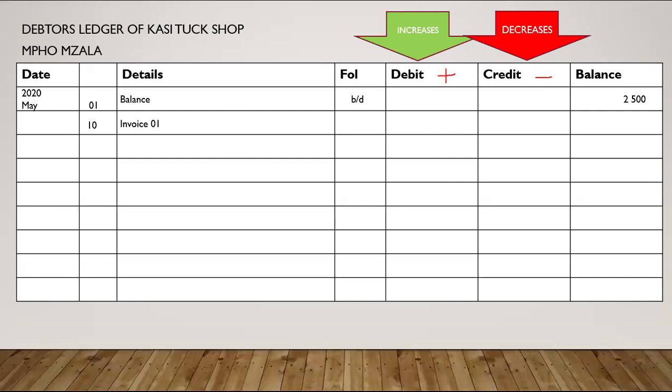When we sell goods on credit to a customer, in which journal will we record them? The debtor's journal. So folio will be the debtor's journal. For selling goods to Mpomzala, does that mean Mpomzala will owe us more or less? Mpomzala will owe us more and will owe us the selling price of those goods, which is 3,500. You are going to take the previous balance, which was 2,500, and add it with this 3,500. You will get a new balance, which will be 6,000. Because of this transaction, Mpomzala will now be owing us 6,000.